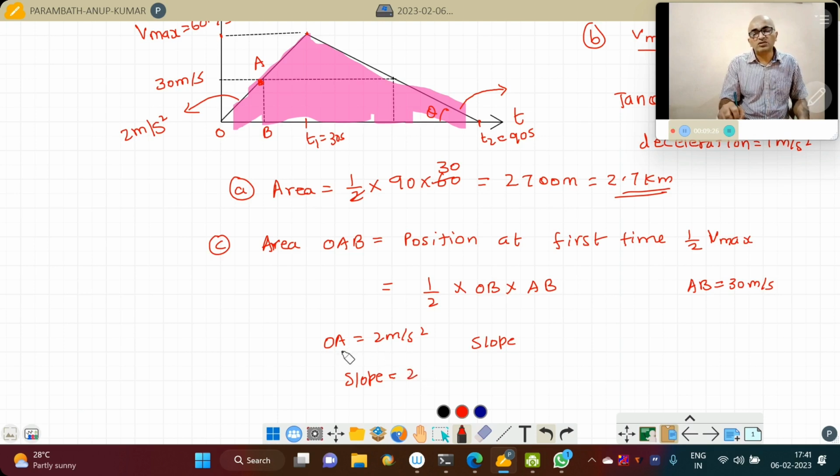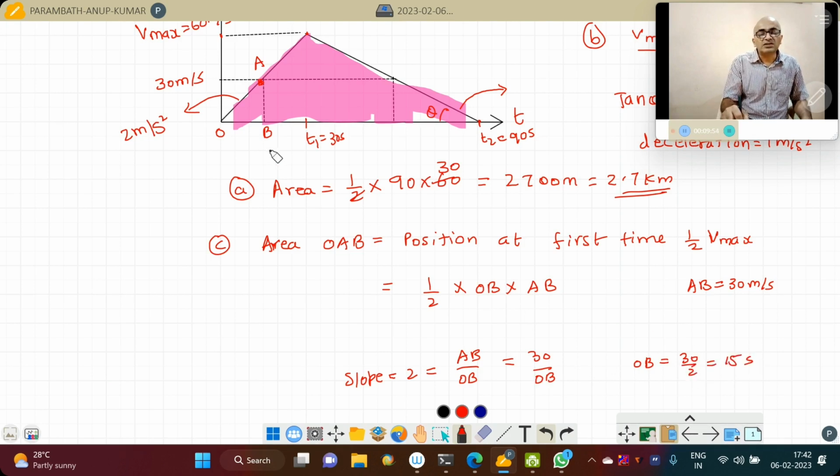I should simply write slope. Slope is equal to 2 meters per second square, and write slope is equal to AB divided by OB. AB is 30 and OB is, I am getting through that, OB turns out to be 30 by 2, that is 15 seconds. So this time is 15 seconds, students.